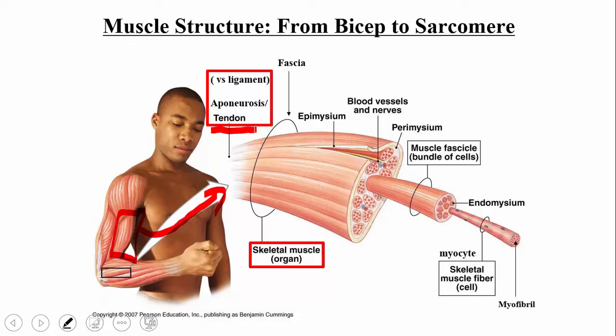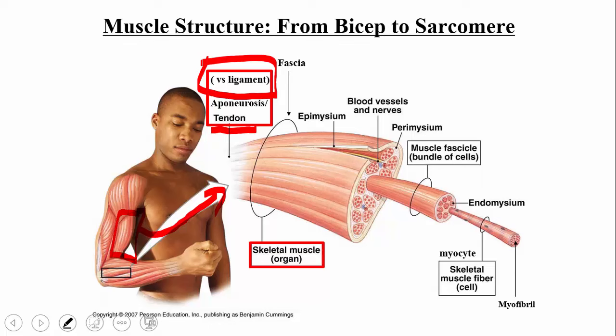Remember, that's a contrast to a ligament. Ligaments connect bone to bone, whereas tendons connect bone to muscle. There's also, as a side note, something called an aponeurosis. These are sheets of tendons that you'll see in your abdominal region, your back, or the back of your head. There are many regions of the body where you'll see those, and they're just sheets of tissue that resemble tendons and ligaments. Okay, so let's continue here.